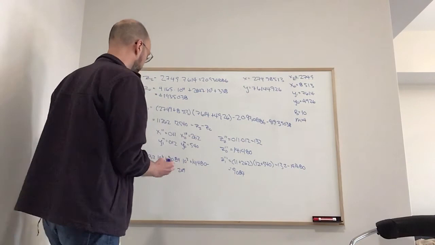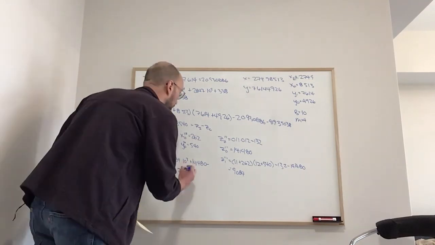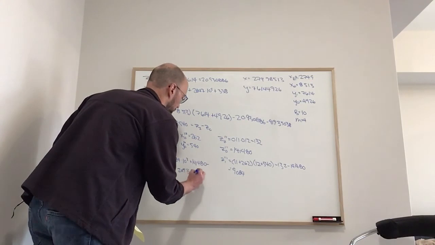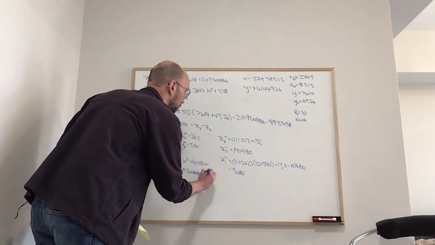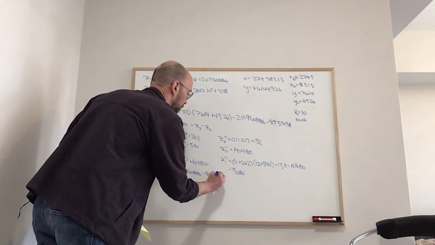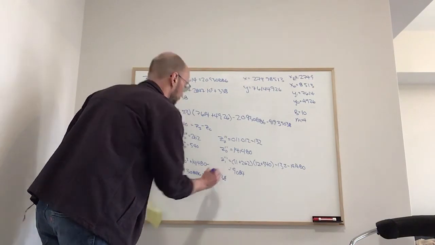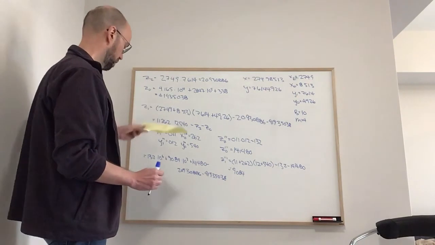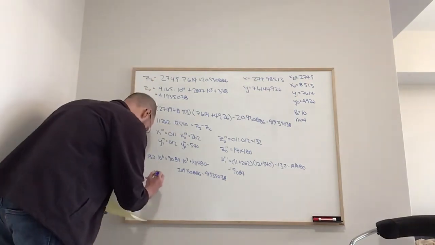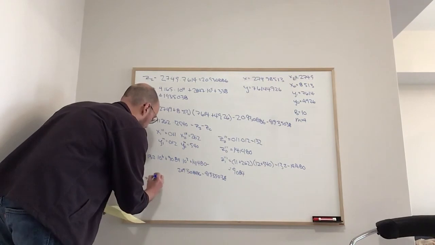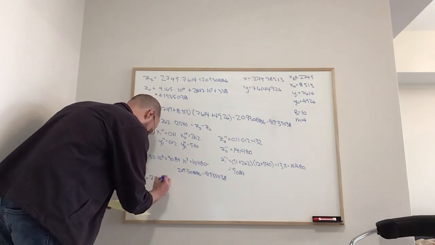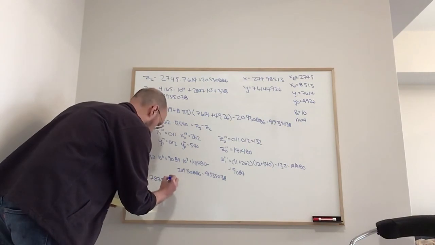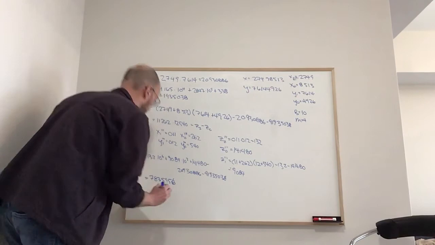Z2 minus Z0, so this is 209,308.86 minus 419,350.38, and we believe that this is 783,595.6. Okay.